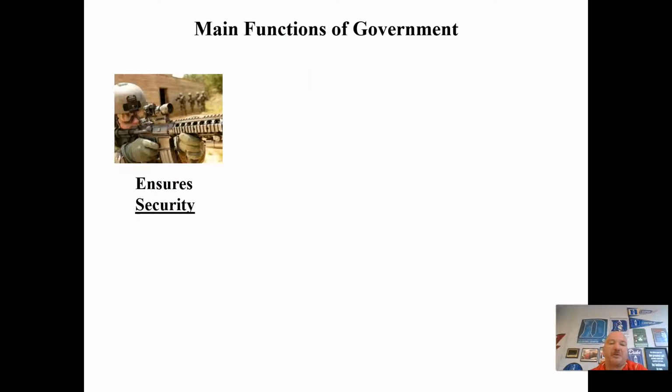So what are the main functions of government? Well, to ensure security, okay? And you can see military man right there, to make sure that we are a secure nation.